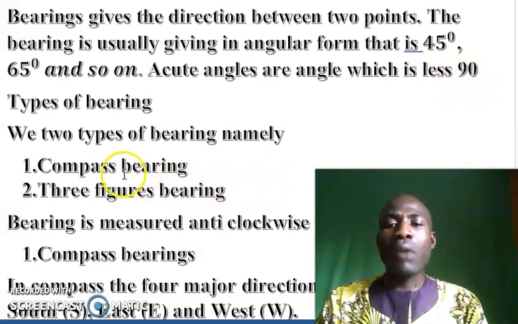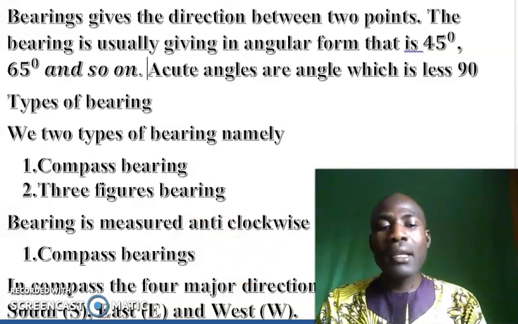So yesterday we were also able to talk about types of bearing. We say we have 2 types of bearing, namely the compass bearing, and the second one, the 3 figure bearing. And we say bearing is measured anti-clockwise.